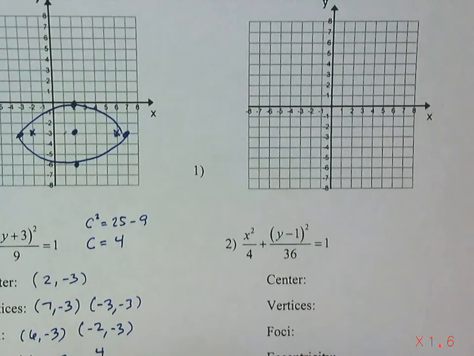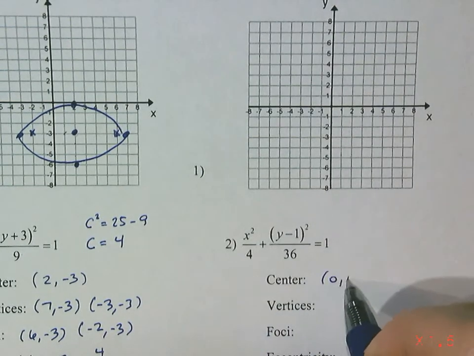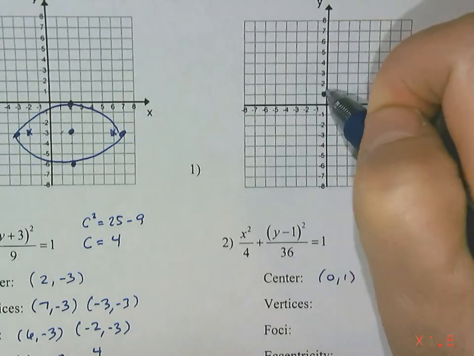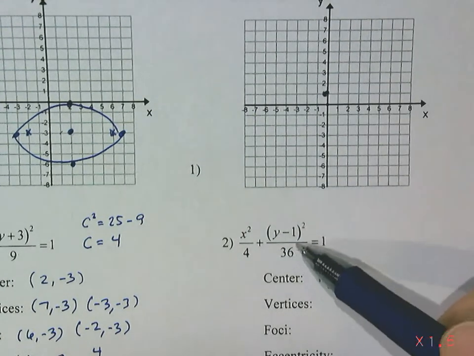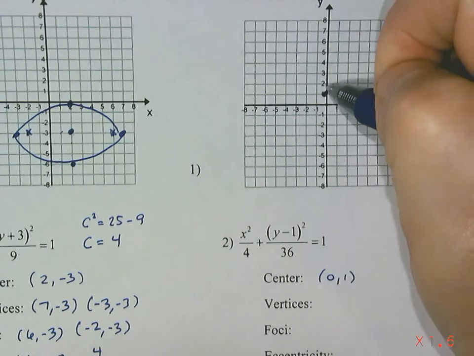So I first go ahead and find my center. My center is going to be (0, 1). So I'm going to make a point (0, 1). My major axis is under the y, so I have to go up 6 and down 6.